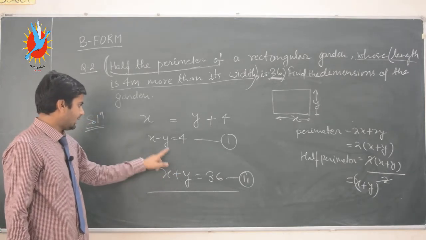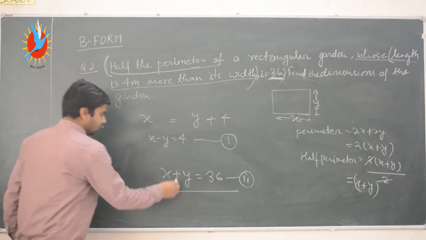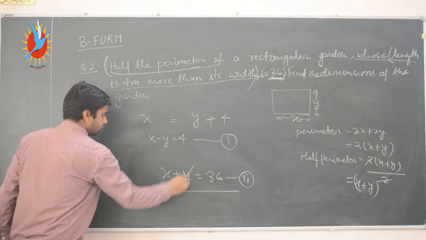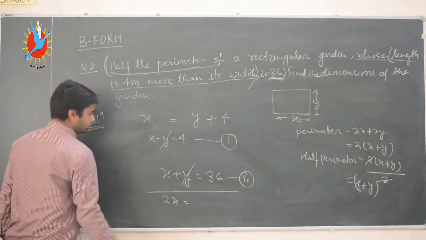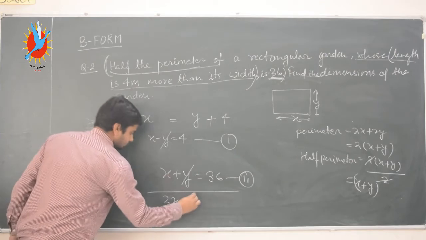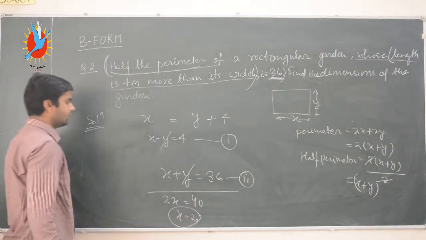If we add these two equations, y will get cancelled out. x and x will make 2x. So 2x will be equal to 36 plus 4, that is 40. So x will be equal to 20. So we got the value of x as 20.